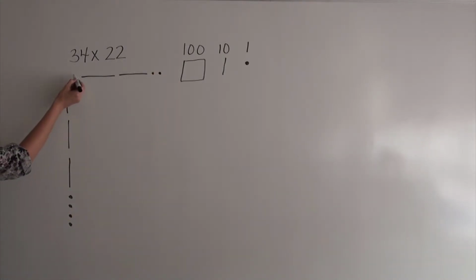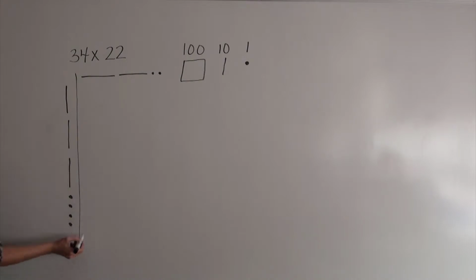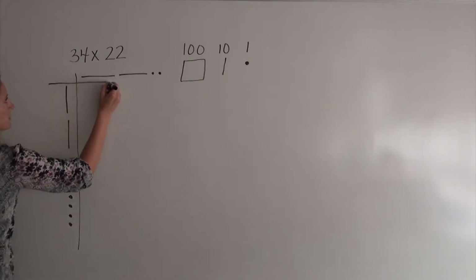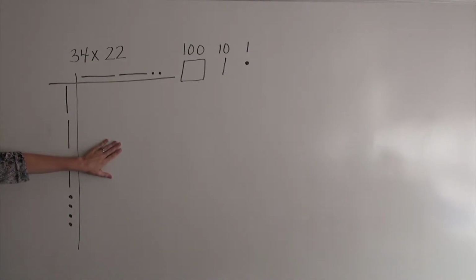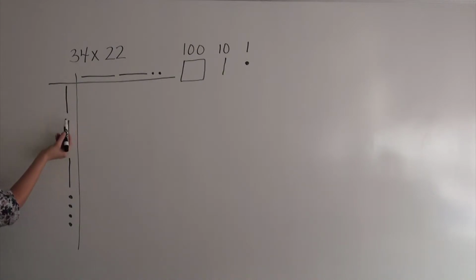To keep my space neat, I can draw lines to separate my factors, 34 and 22, from my product, or my answer, which will be in the middle. To begin, I'm going to multiply my tens. 10 times 10 is 100.